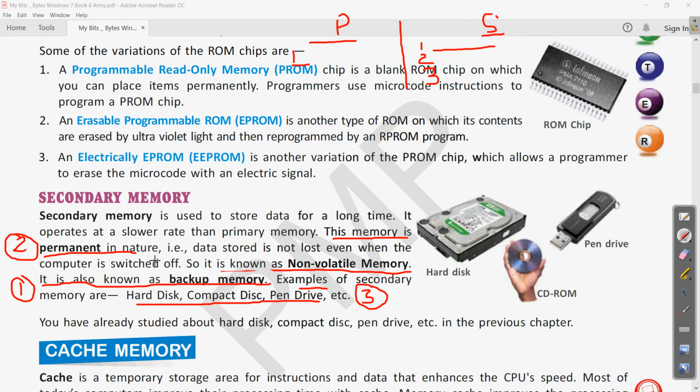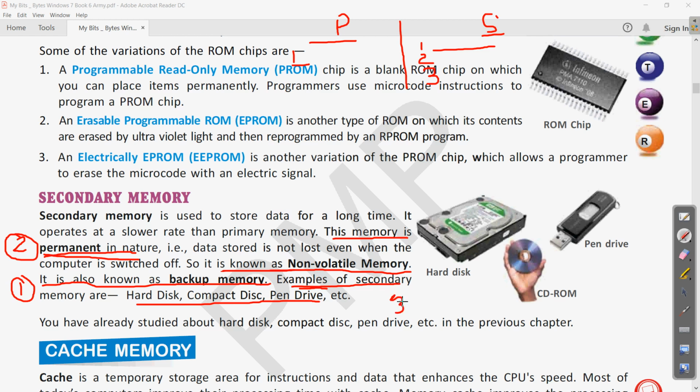After that in the second point what we have written is that this memory is permanent in nature and known as non-volatile memory. What we have written in the primary memory is that the primary memory is of two types, volatile and non-volatile. But in the secondary memory we are writing that secondary memory is known as non-volatile memory. And third point we are writing what? We are writing the examples. Here the third point we are writing the examples of the secondary memory, that is hard disk, compact disk and pen drive.